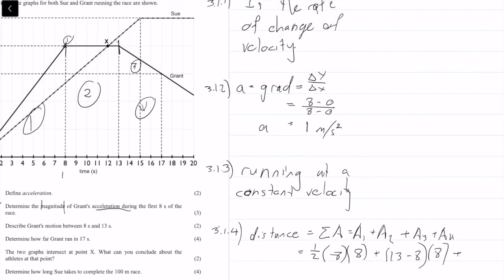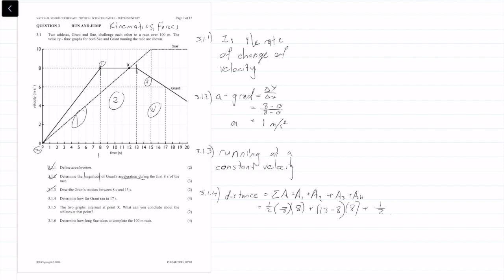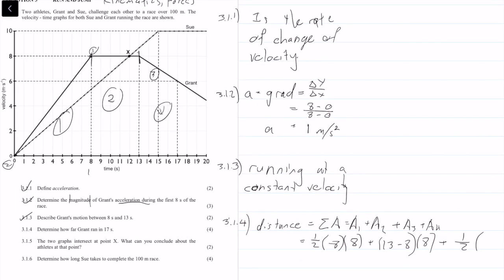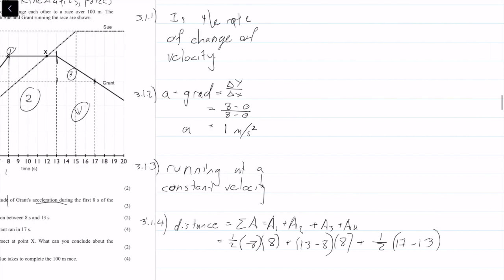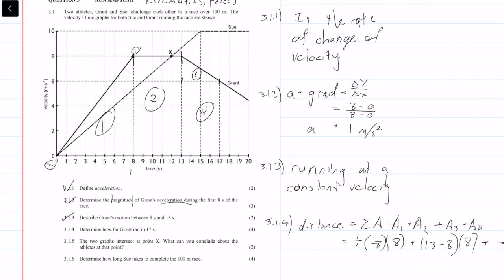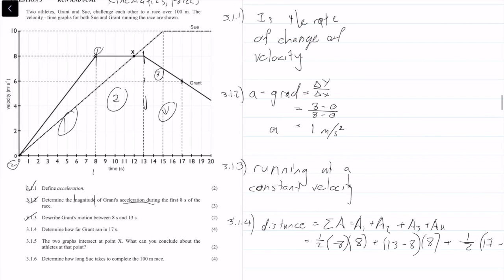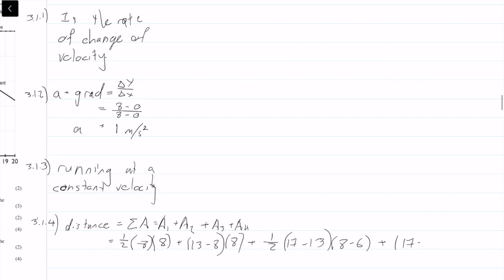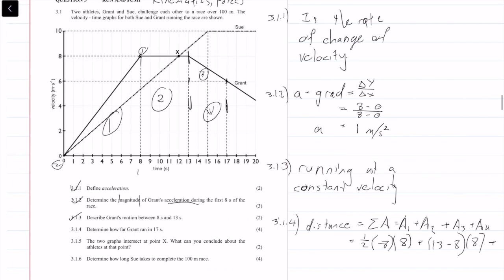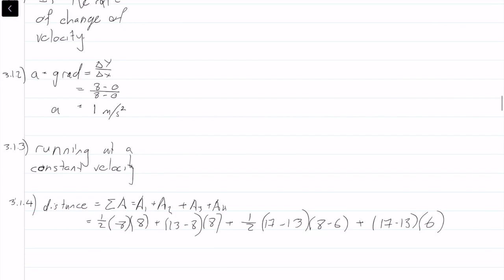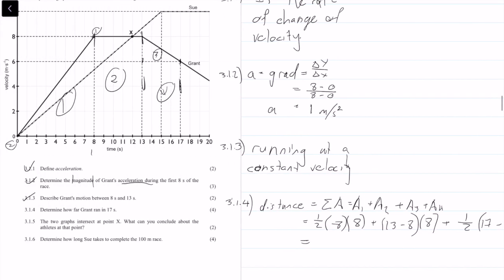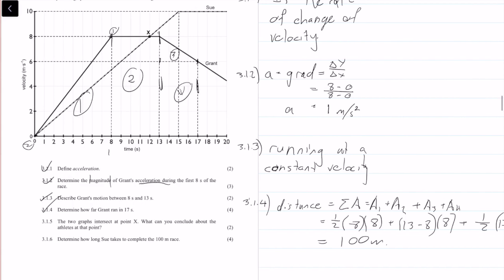Area 3 is a triangle once again, so I'm going to say plus a half times the base, which is 17 minus 13, times the height, which is going to be 8 minus 6, plus the last rectangle, which is also 17 minus 13, times the height of 6. And if we plug that into our calculator, we get that the distance is equal to 100 meters. Okay, cool stuff.